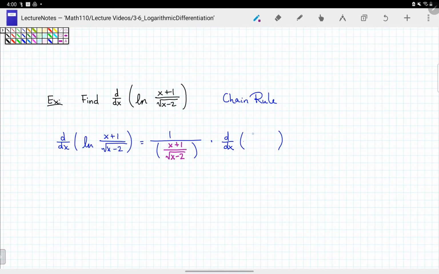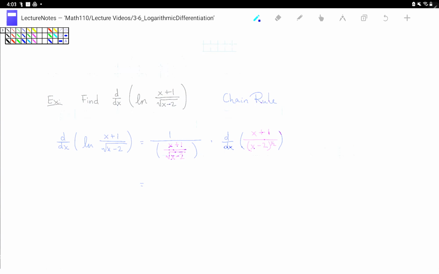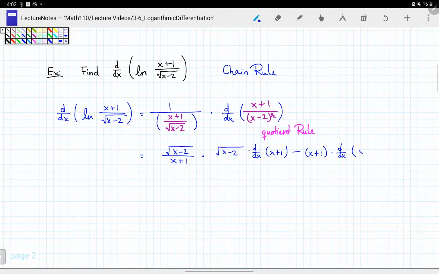And when I put this into taking the derivative, I actually am going to write that square root as a power 1/2, just to remind myself that I'm going to use the power rule there. Okay. So now when I do this, I have this reciprocal of this fraction, I'm just going to flip it. So it's the square root of x minus 2 divided by x plus 1 times, now I need to use the quotient rule here.